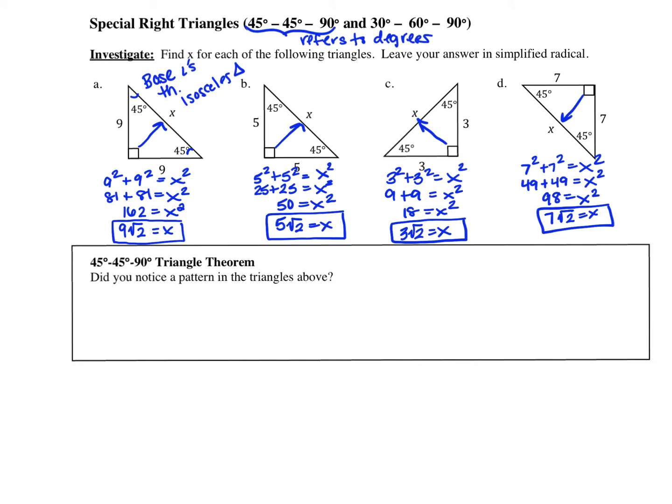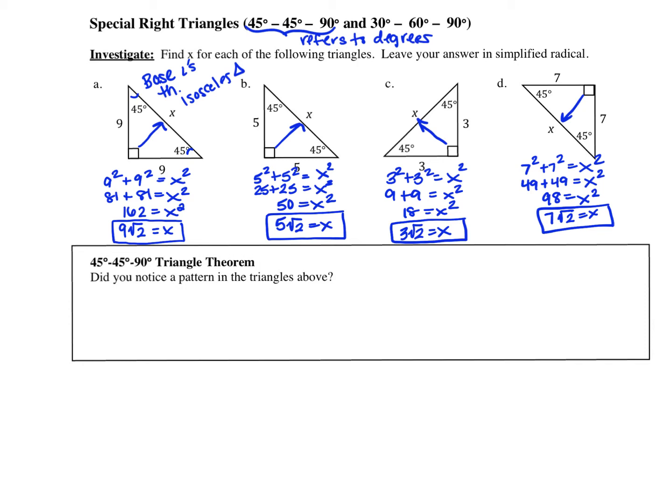Okay, check your work for letter B. I got 5 root 2, for letter C, 3 root 2, and for letter D, 7 root 2. So take a moment, look at the answers you got for the four problems, compare your answers to the triangles, and pause the video to see if you can notice a pattern in the triangles above.